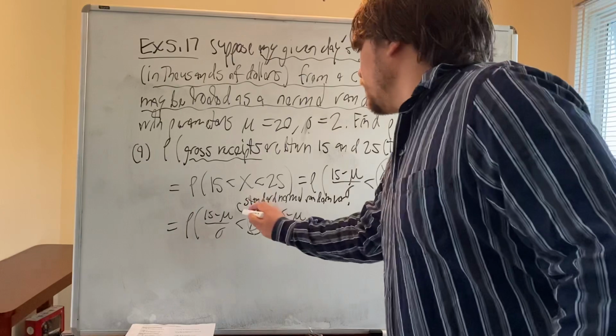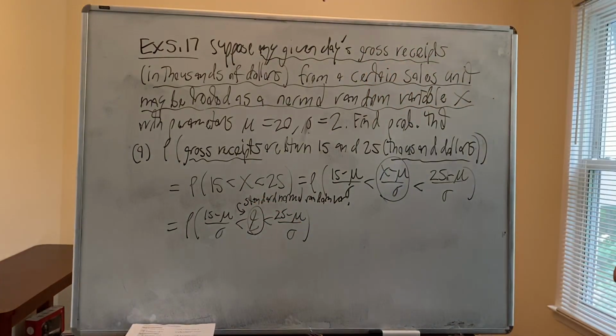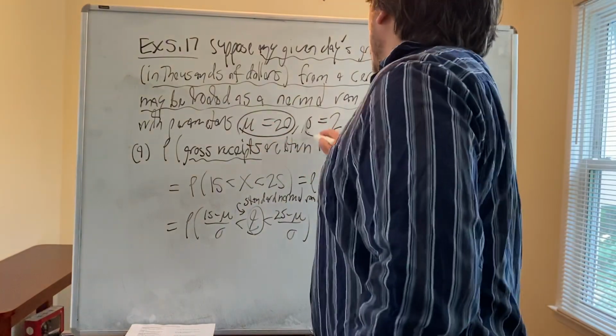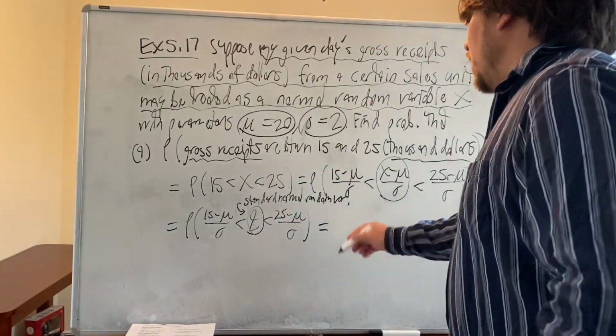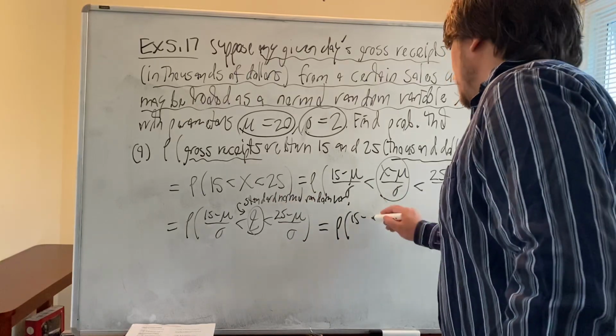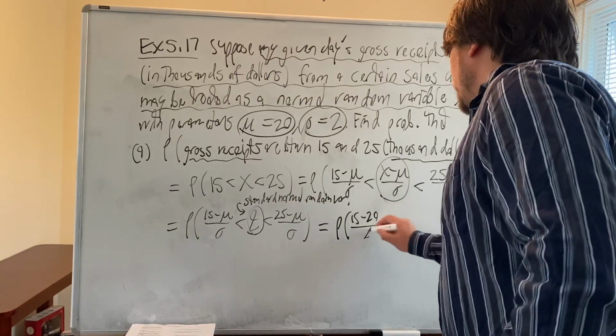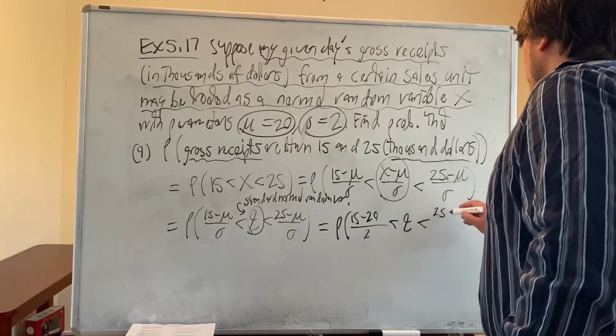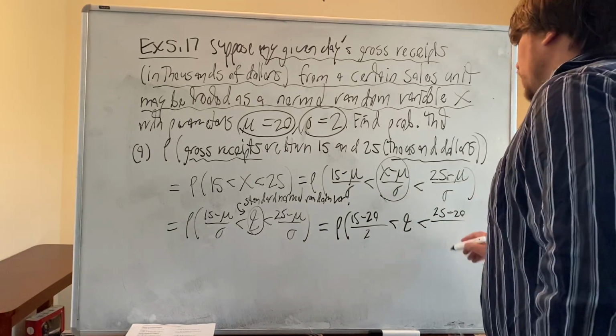Okay, that's a standard normal random variable z. And so now we are given mu is 20 and sigma is 2. That's mu and that's sigma. And so you just plug those values in. You get 15 minus 20 over 2 is less than z, less than 25 minus 20 over 2.